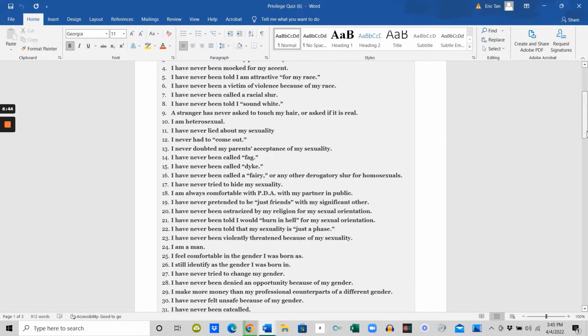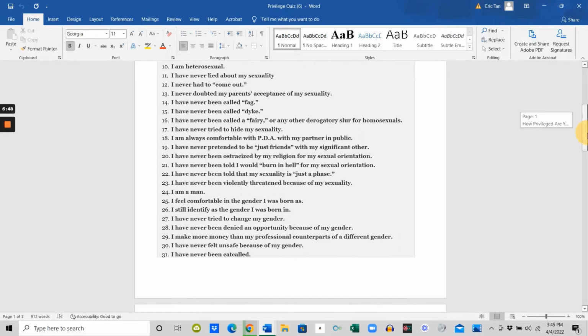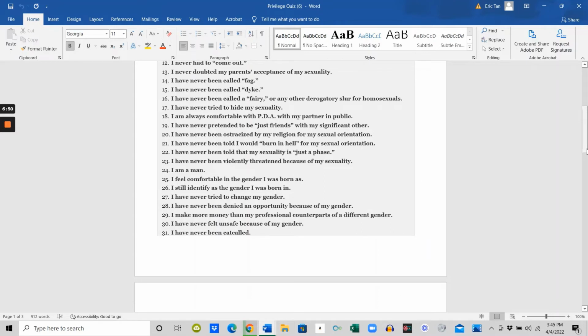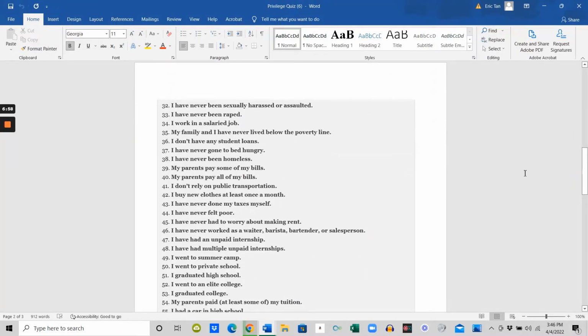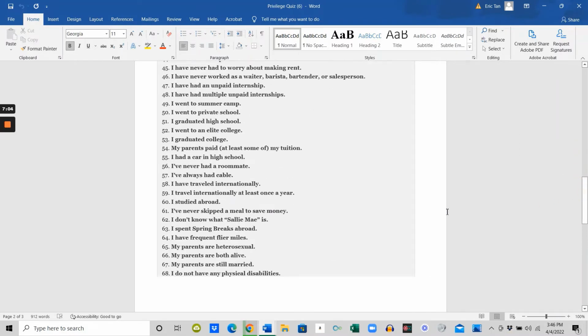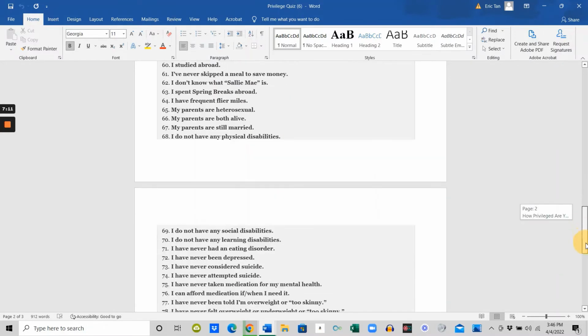Like, for example, I am heterosexual. I've never had to come out about my sexuality. I feel comfortable in the gender I was born in. I've never had to try to hide my gender or change my gender. I've never been catcalled. I work in a salaried job. I don't have any student loans. I've never gone to bed hungry. All the way to my parents are still both alive. My parents are still married. I've never had to take a car to work.